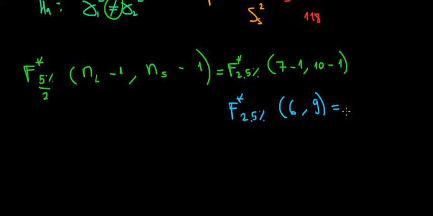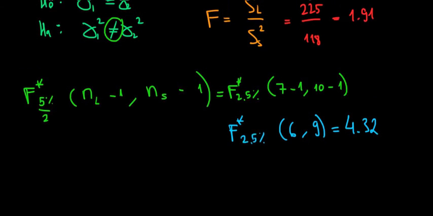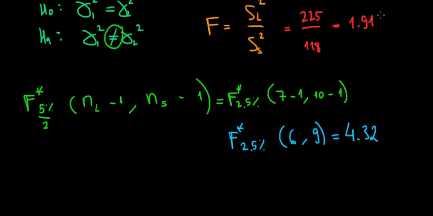So the critical value that we're looking for is equal to 4.32, and if it's not exactly that, don't worry, it's an estimate, because in different tables we have them slightly different, but the difference is not that big. So we got that. We have our F value of 1.91. Let's plot these two values on the distribution and see whether we reject or not the hypothesis.